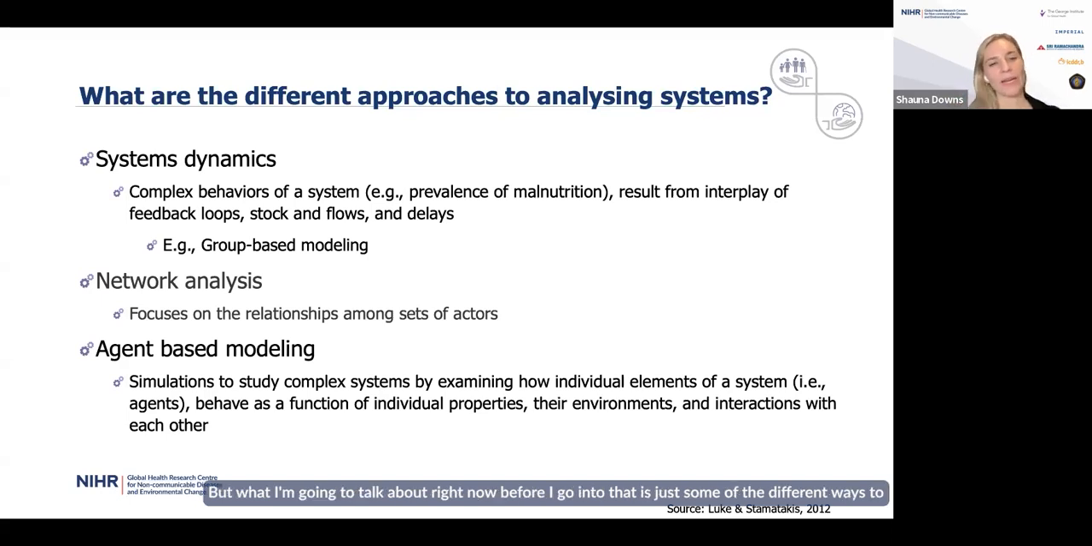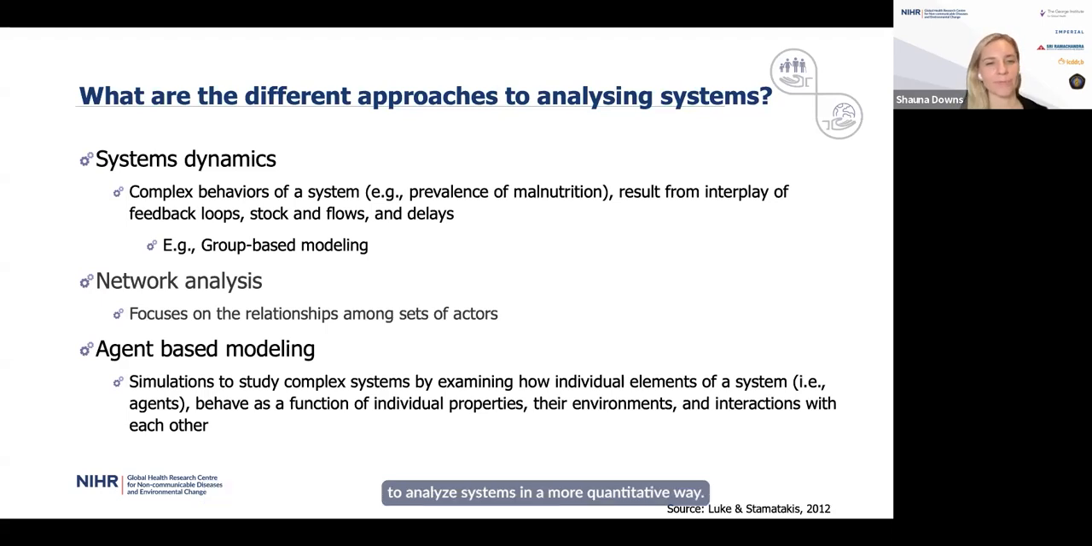But before I go into that, I'm going to talk about some of the different ways to analyze systems in a more quantitative way. Evie's going to talk a little bit more about systems dynamics and group-based modeling in particular, and you'll also have an entire lecture on that, I believe. Systems dynamics are complex behaviors of systems, say prevalence of malnutrition, which result from the interplay of feedback loops, stocks, flows, and delays.